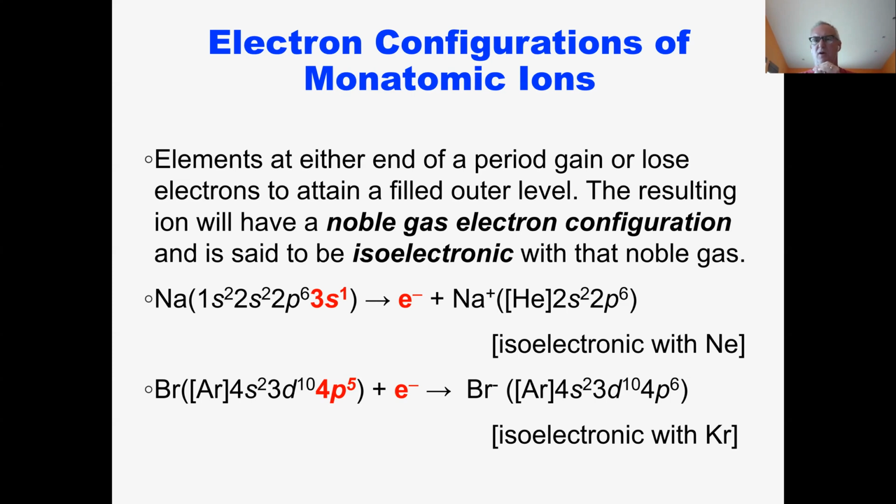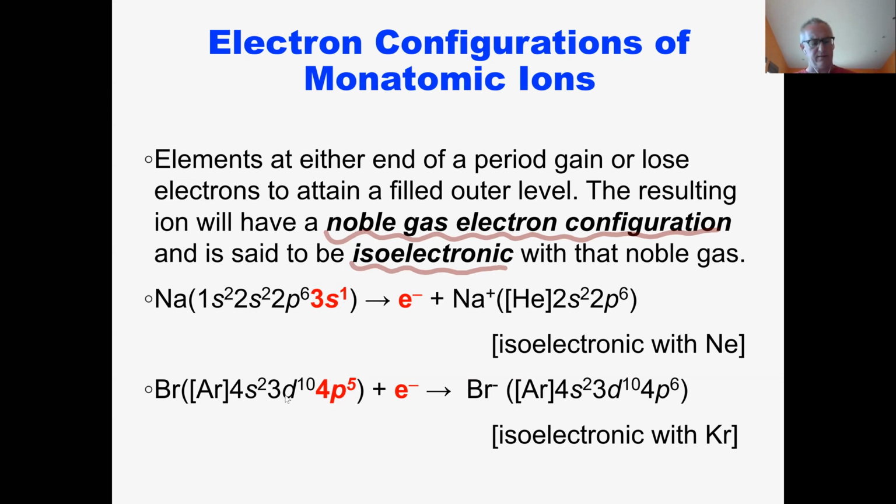The really, really small elements, hydrogen, helium, boron, beryllium, basically want to get to looking like helium with only 2 electrons. But everybody else wants to look like a bigger or a slightly smaller noble gas with 8 electrons in its outermost shell. And when they get to do that, then we say, remember, they have a noble gas electron configuration. And we say that it's isoelectronic.